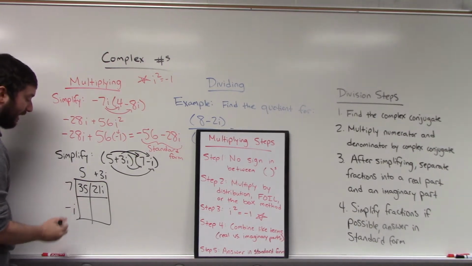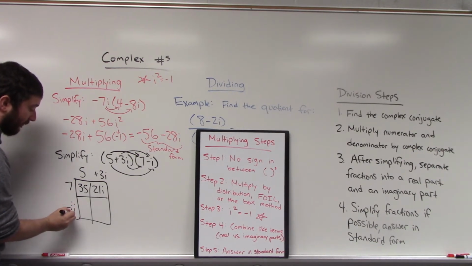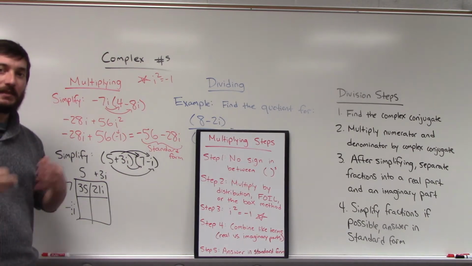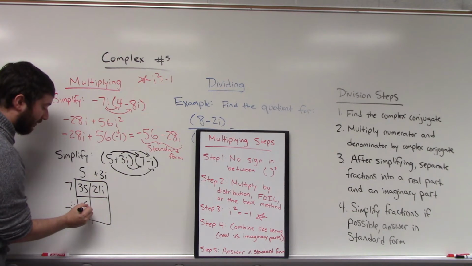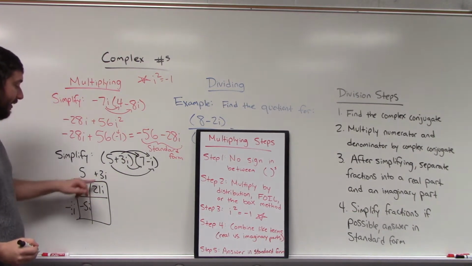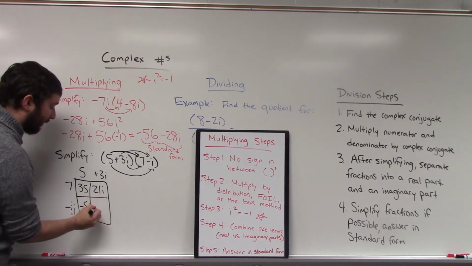5 times negative i, this is like an invisible 1 in front. So remember, we're multiplying numbers times numbers. Negative 1 times 5 is negative 5 with that little i. And lastly, 3 times negative 1 is negative 3.